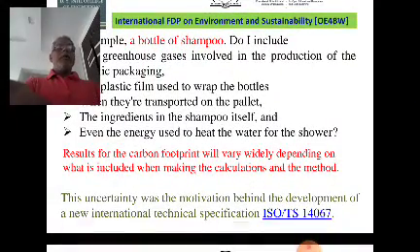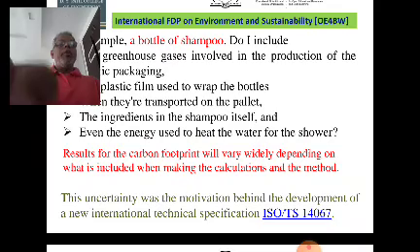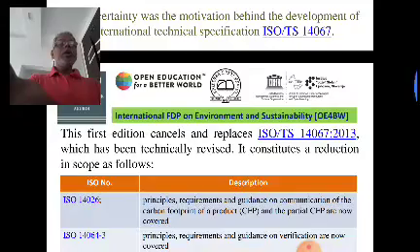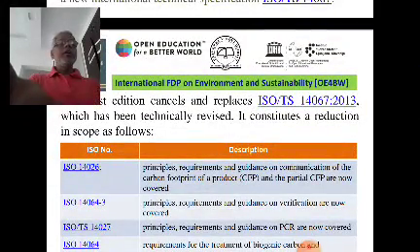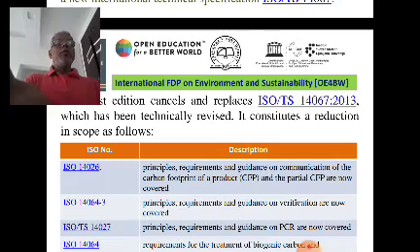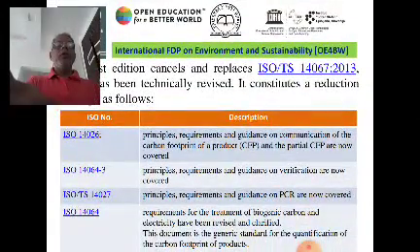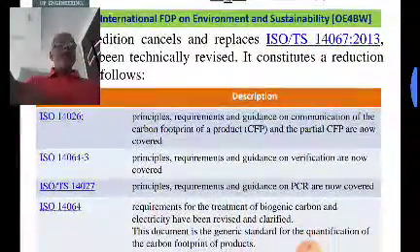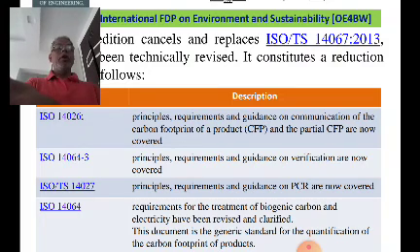Therefore, for uniformity, the ISO has specified a standard, that is ISO TS 14067. This ISO standard has been revised and constitutes the following scope. The ISO 14067 includes the principles, requirements and guidance on communication of the carbon footprint of a product, and partial carbon footprints are now covered.